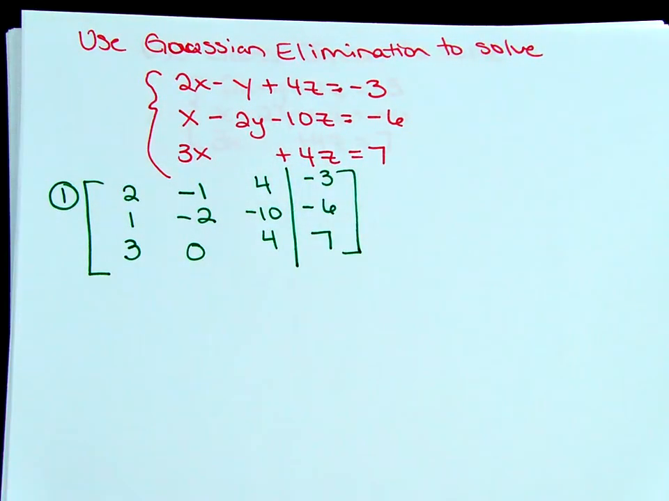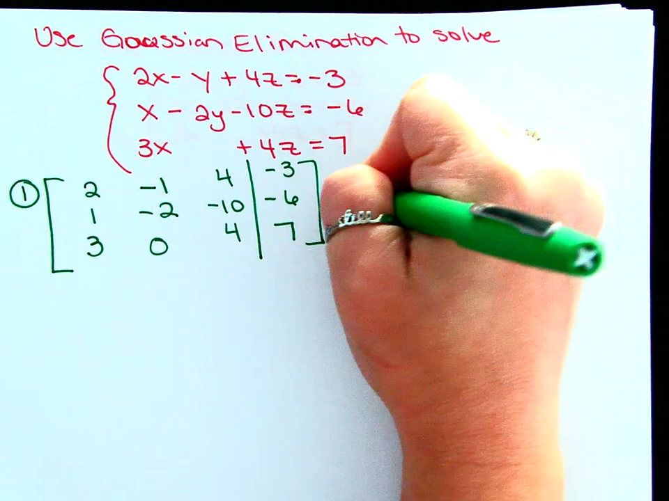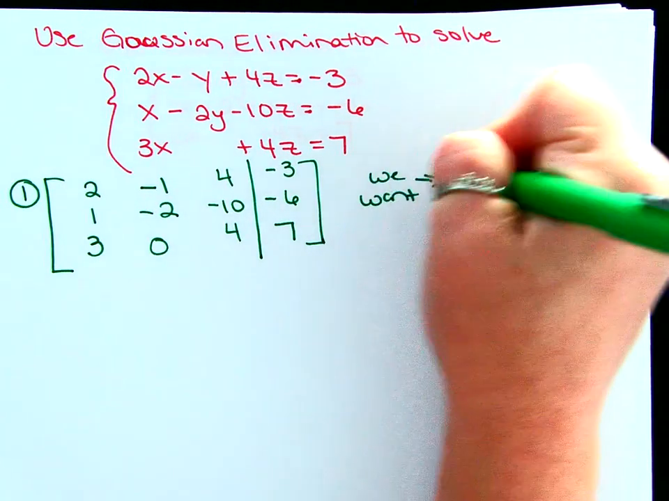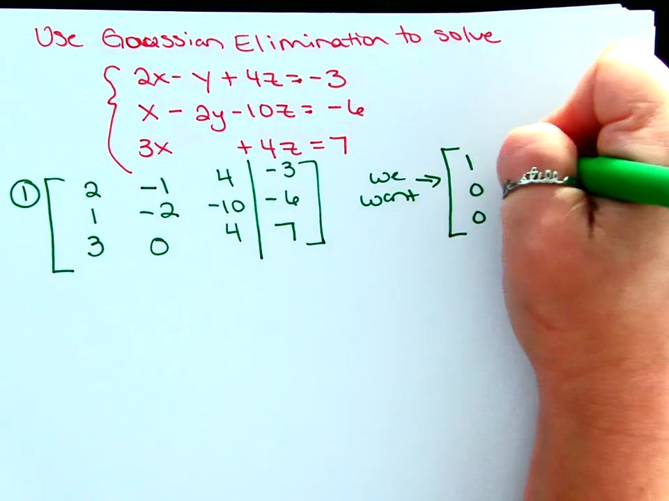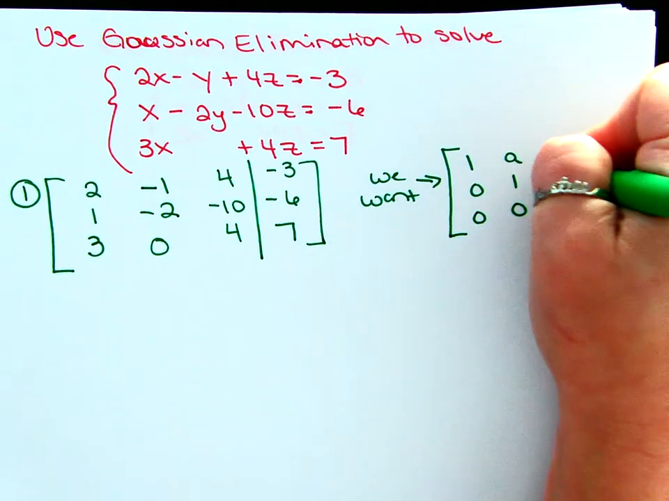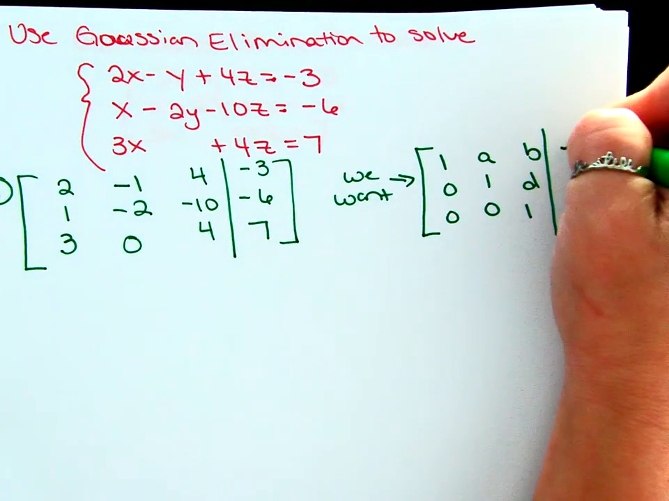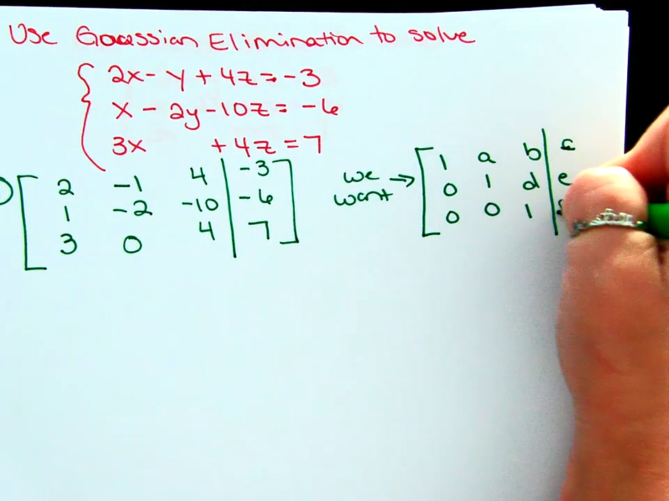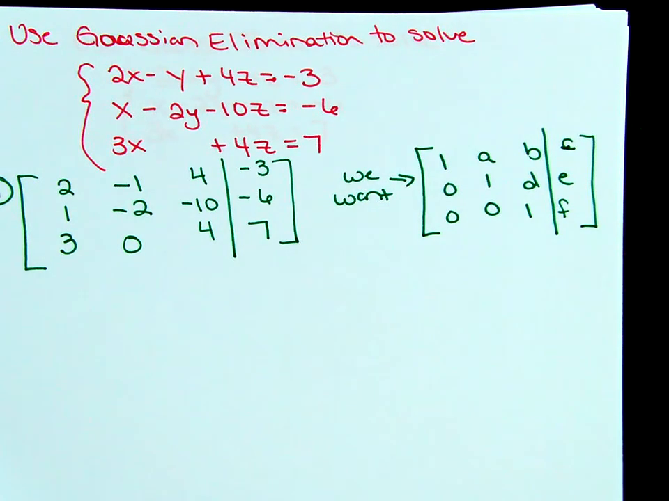Right here is also where I'm going to go ahead and remind you of what our goal is. We want row echelon form. 1, 0, 0, A, 1, 0, B, D, 1, C, E, F. This is our goal. And we're going to get there by doing our row operations to our matrix.